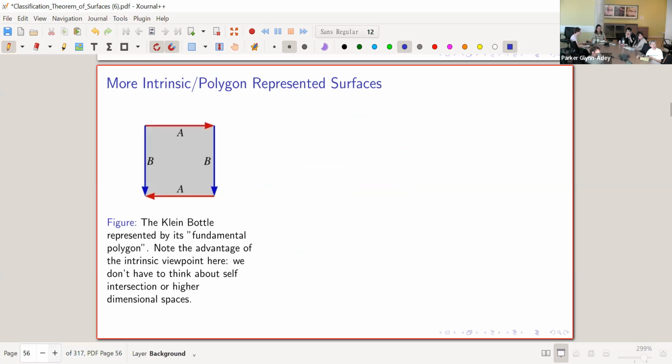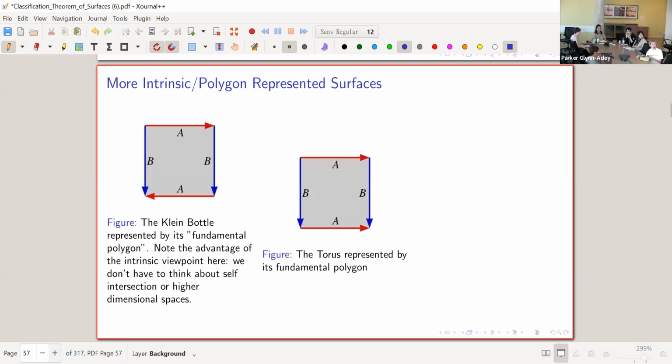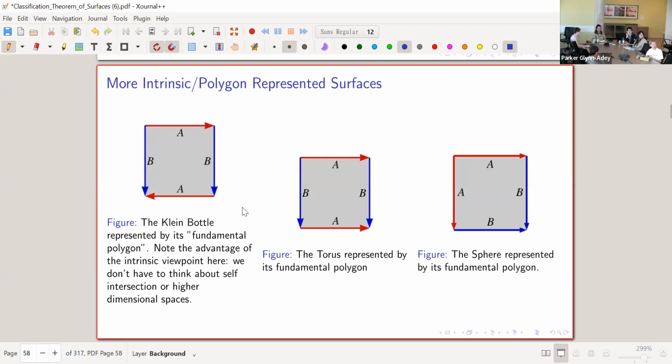Okay, and then here's some more fundamental polygons for some surfaces. So here's the Klein bottle, obviously, which I showed in the last slide. This is the torus. So believe it or not, this is equivalent to the donut. If you glue this together with the opposite sides matching up and you make the arrows match up, you will just get the torus. And then here's the sphere as well. So again, if you do the gluing of the polygon, you will get a sphere.